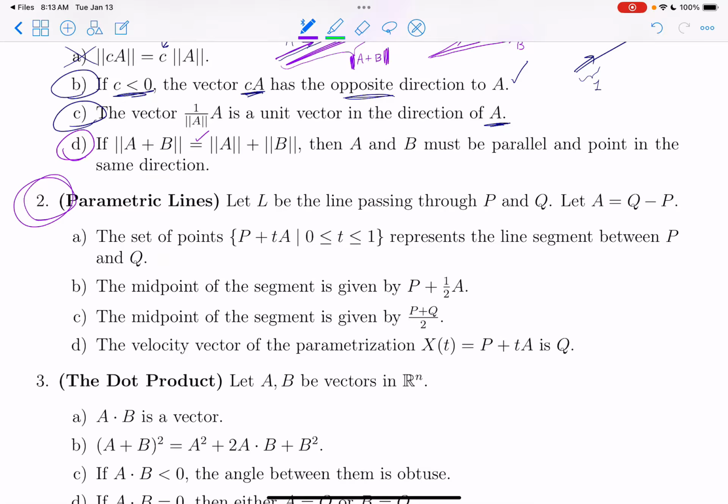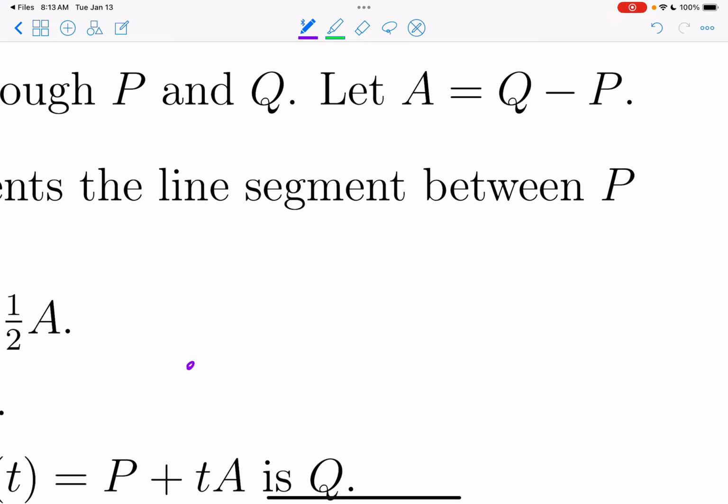Okay, so it's important to draw a quick picture. We've got P somewhere, Q somewhere, and then the vector A is Q minus P, final minus initial. So I draw it ending at Q, and that's the vector A, it's Q minus P. Okay, so that's my picture.